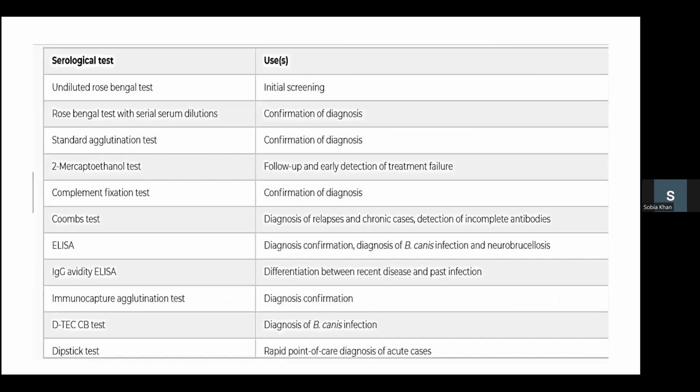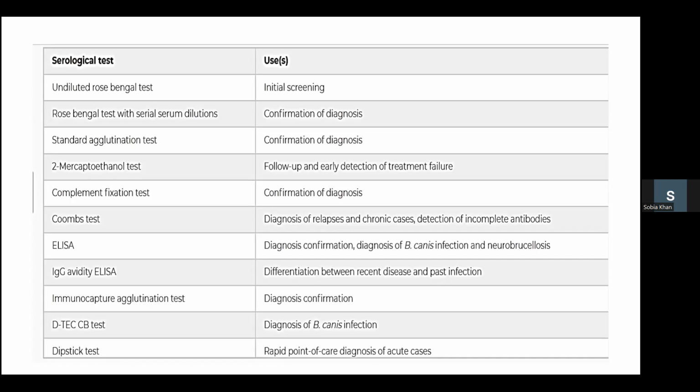This is just a list of multiple serological tests that can be used. However, the preferable method remains the Rose Bengal test, which is the initial screening test. And if it becomes positive, then the confirmation is by serial dilutions, by the standard agglutination test and the Rose Bengal test. Complement fixation test and other agglutination tests, however, are very labor intensive and not routinely performed. And there are also issues of standardization, so they're not recommended as such.